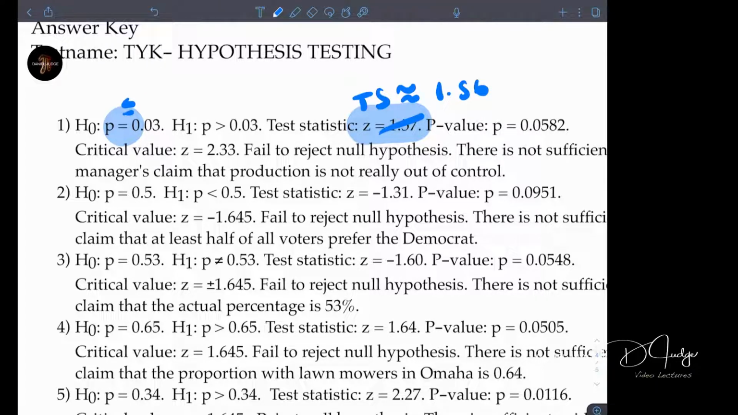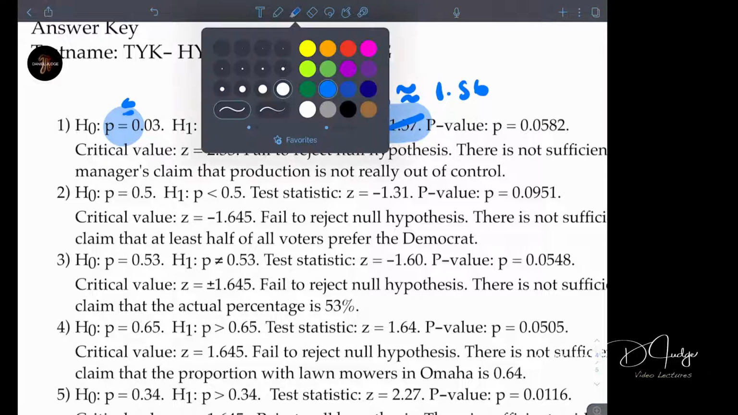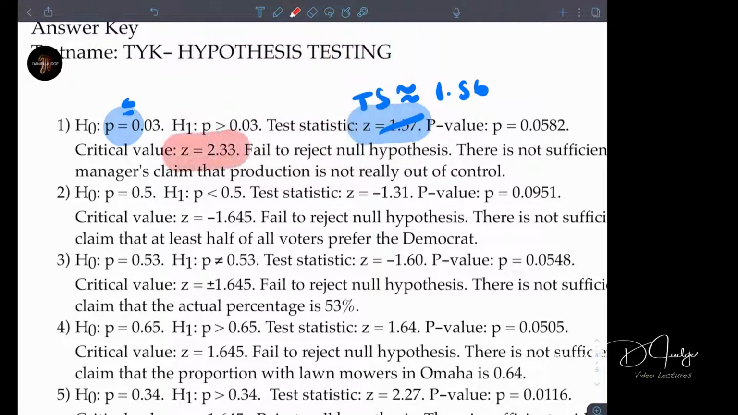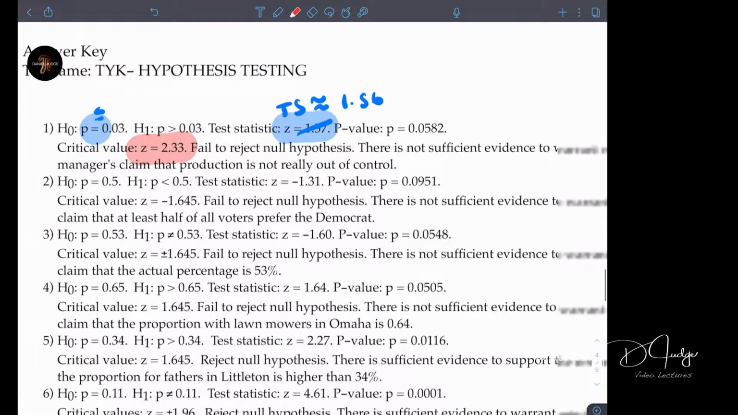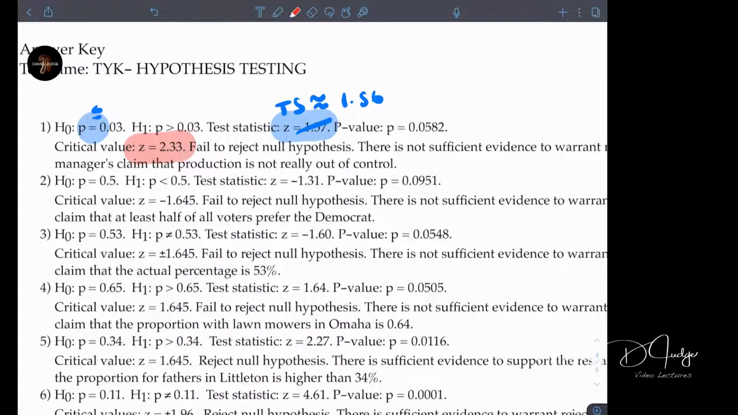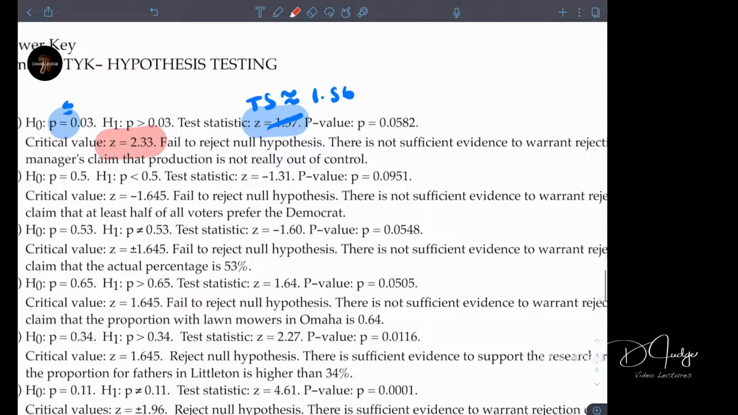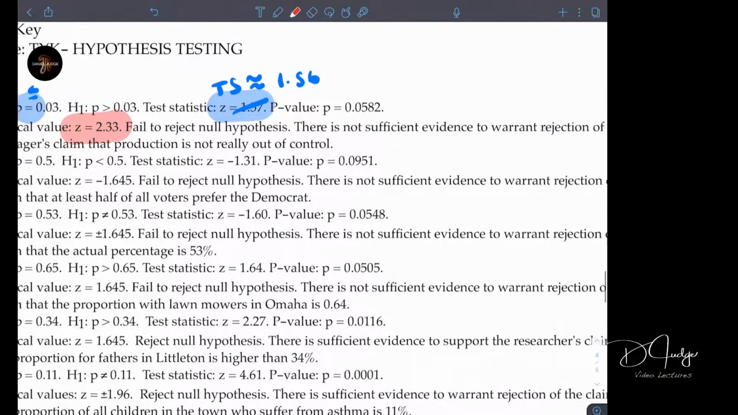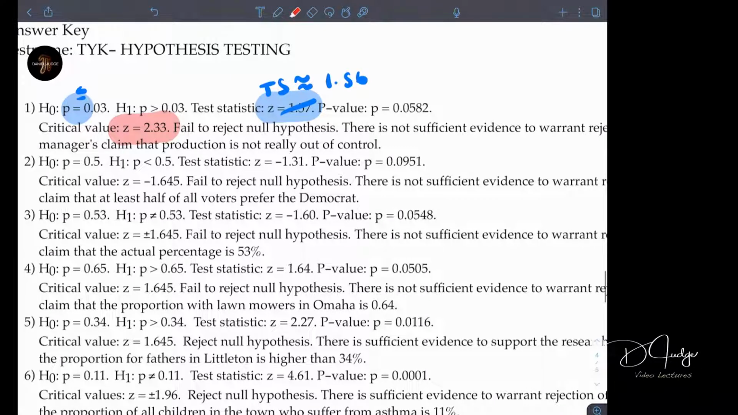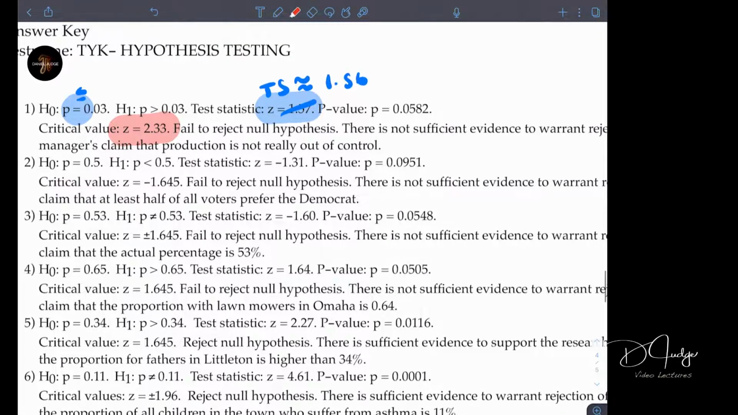Okay. What else? Critical value by the TI. That's still good, or critical value. And notice what they're saying. Fail to reject the null hypothesis. There is not sufficient evidence to warrant rejection of the manager's claim that the production is not really out of control.